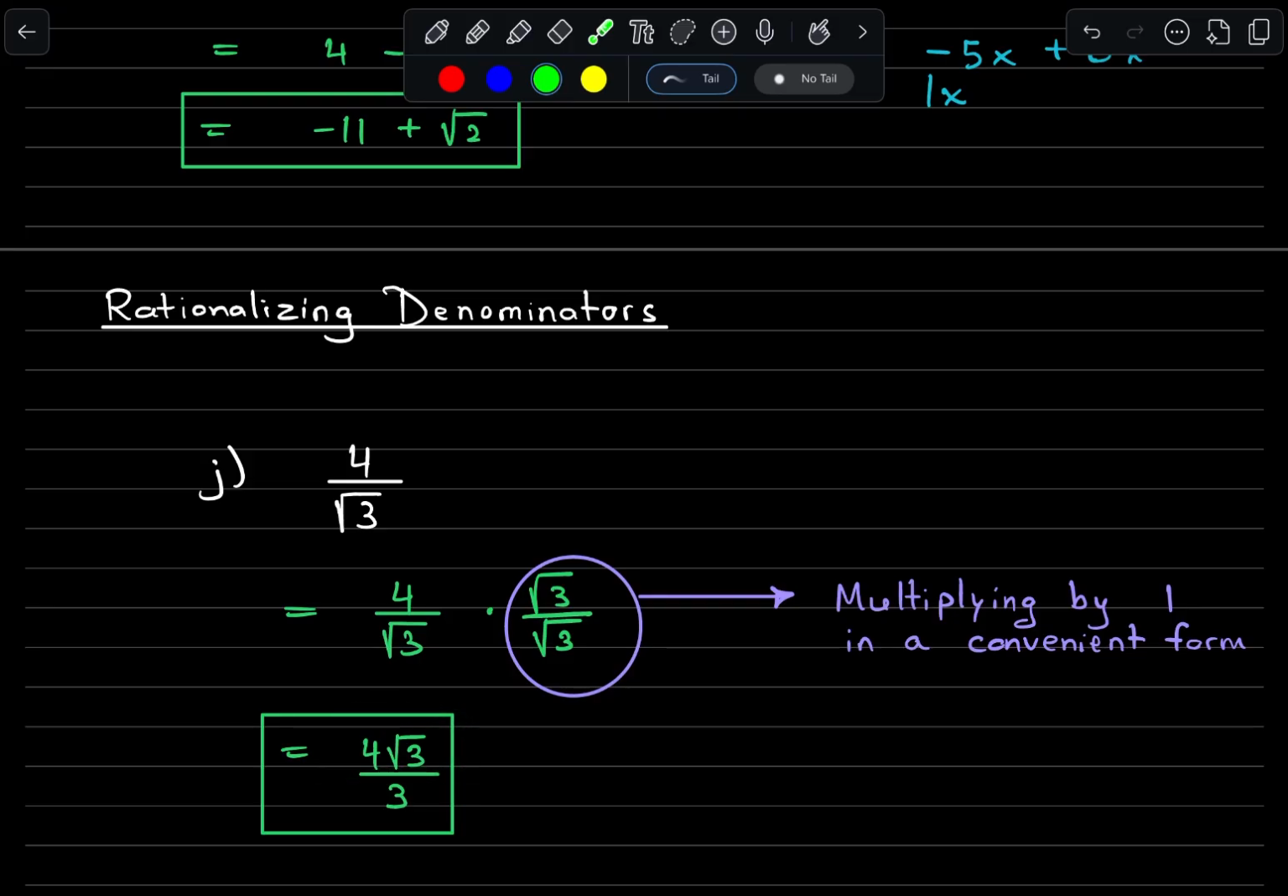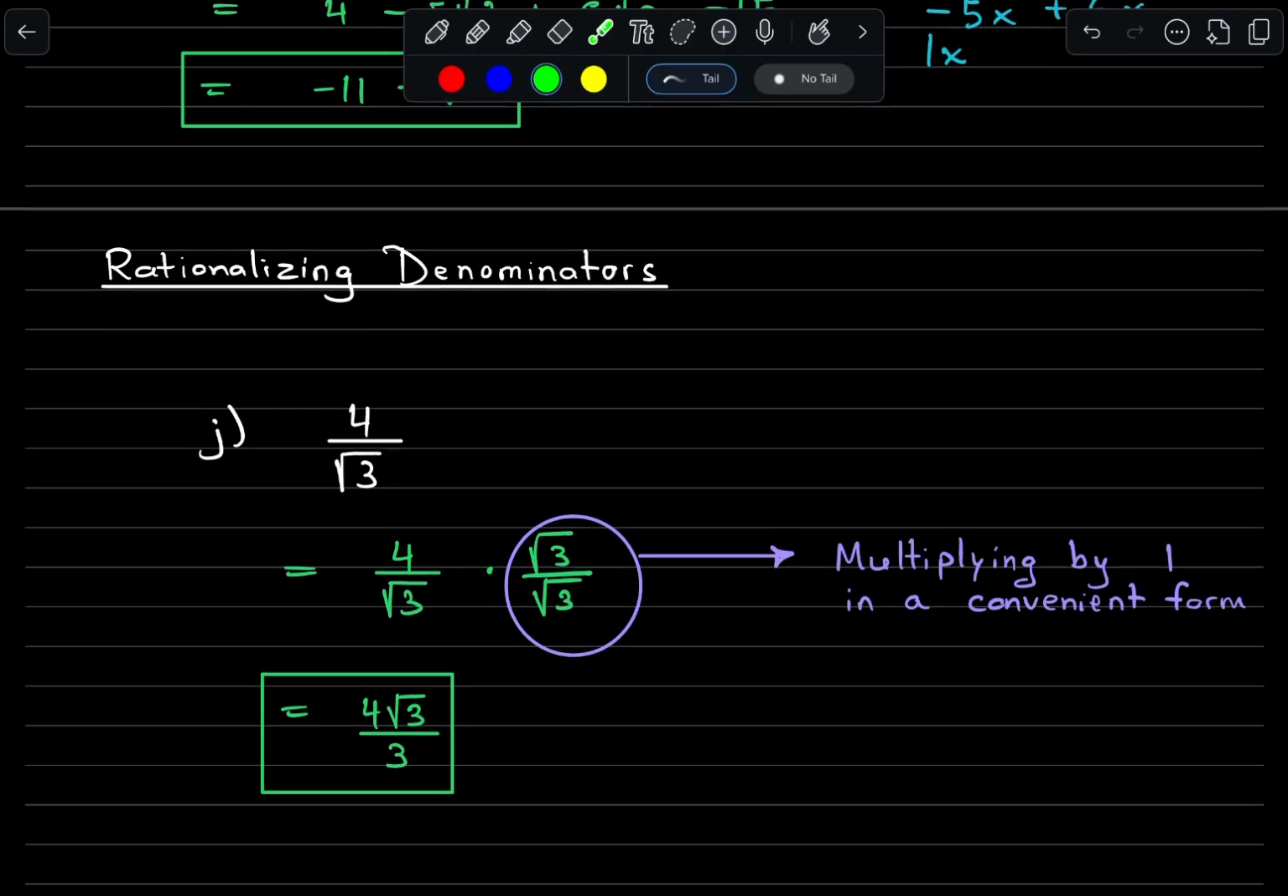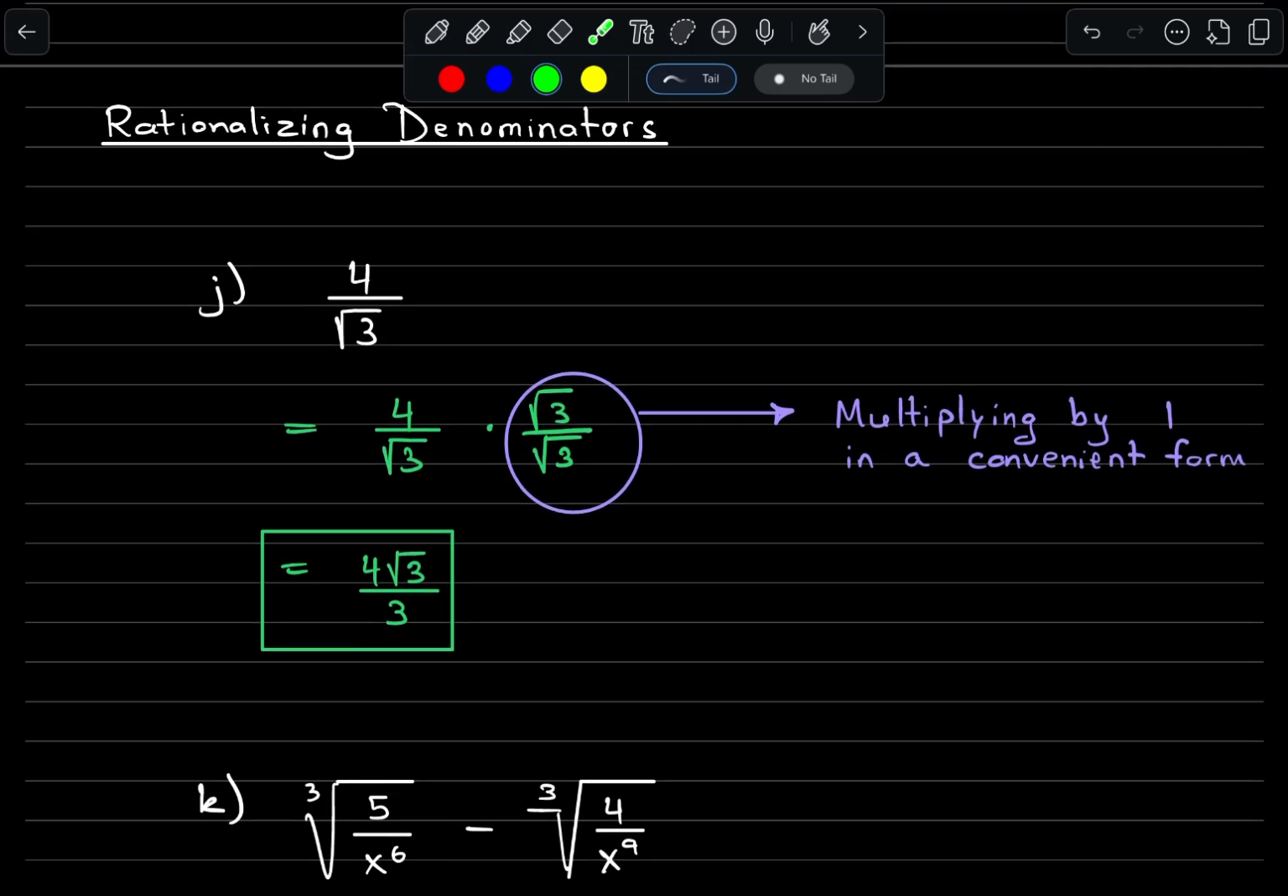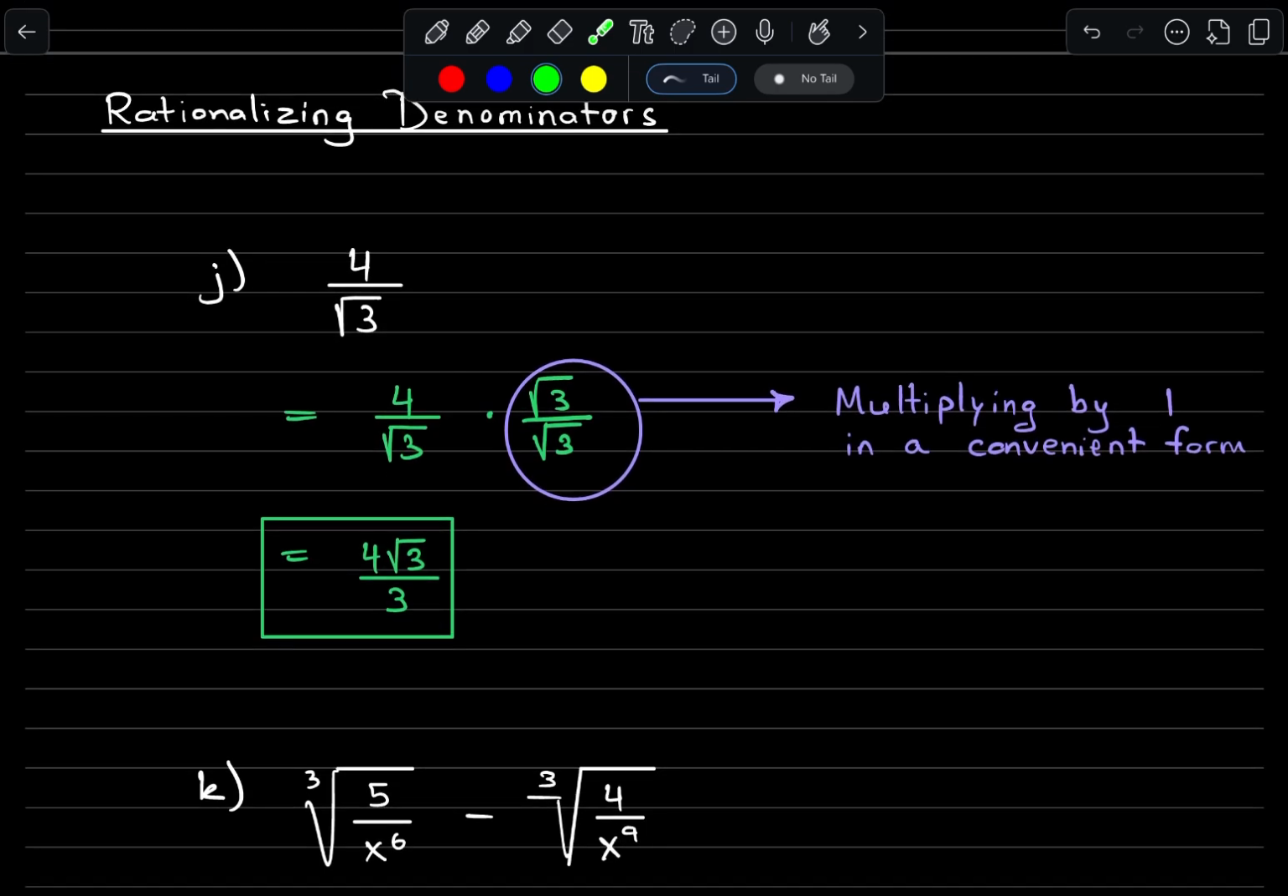This is considered now rationalized, and this is something that we can easily find a least common denominator with for other fractions or something like that. Okay? Let's look at a different example. So now we've got the cube root of 5 over x to the 6th minus the cube root of 4 over x to the 9th.